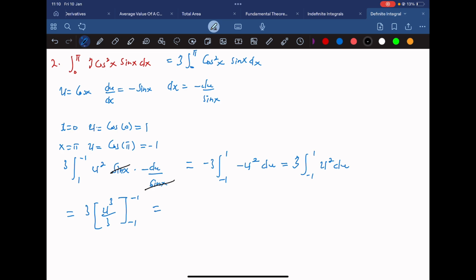So 3 cancels out 3 over here. So we just have u cubed, right? So we put inside 1 to the power of 3. Then remember, from fundamental theorem of calculus part 2, we subtract always. Then we bring negative 1 to the exponent of 3. And 1 to the exponent of 3 is 1. Then minus negative 1 to the exponent of 3 is minus 1. So 1 minus minus 1 is positive 2. And this is our answer. You can also try to select sine of x to see if it's going to work.